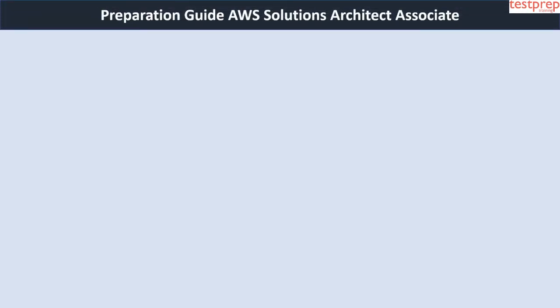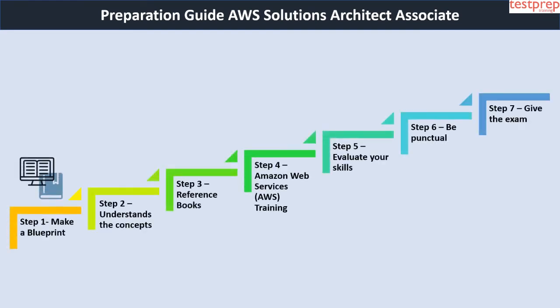Preparation Guide, AWS Solutions Architect Associate. Step 1, make a blueprint. Before starting to study for the exam, do some research on AWS concepts and the exam pattern with topics. Then make a topic-wise chart mentioning your weakest and strongest areas. Step 2, understand the concepts. This is the important part for passing the certification. You need to visualize and understand the concepts instead of cramming them. Try to get practical knowledge on the topics to learn more about them.